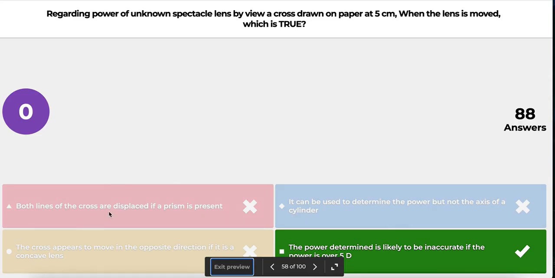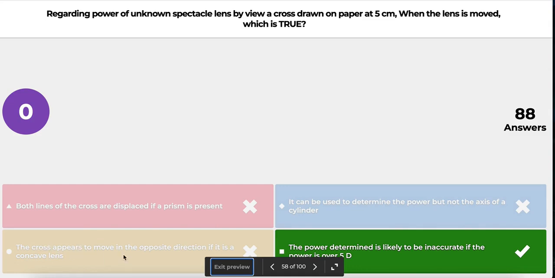Both lines of the cross are displaced if a prism is present. No, it is only a single line that will be displaced. It can be used to determine the power but not the axis of the cylinder. I used to think that this is right, but when I thought about it, it is the wrong answer, as the cylinder can still be used to know the axis. If we place the cylinder over the lines and no distortion happens, this means that the cross is aligned with the axis of the astigmatism.